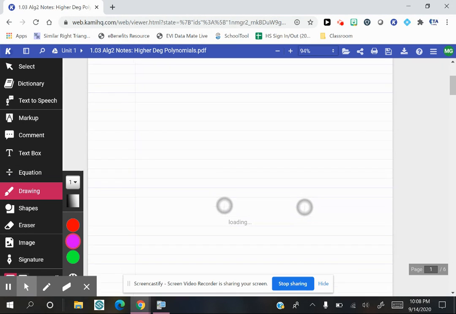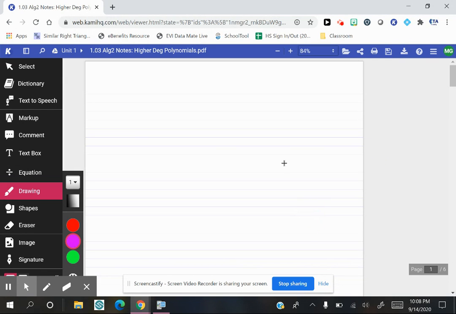1.03 Algebra 2 notes. We're going to talk today about factoring higher degree polynomials. All right, so what that means is the lead term is going to have an exponent that's greater than 2.